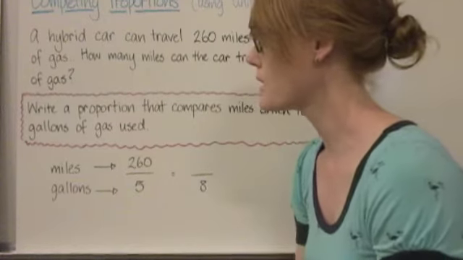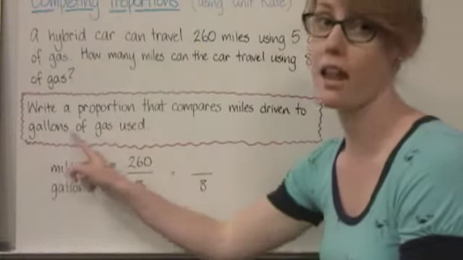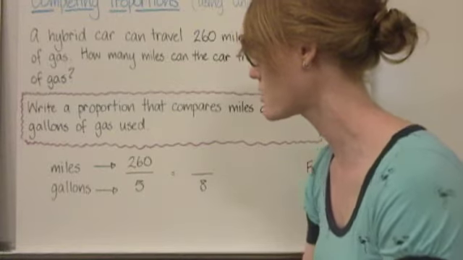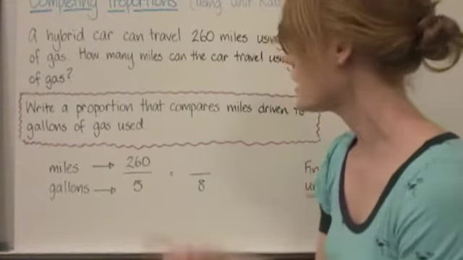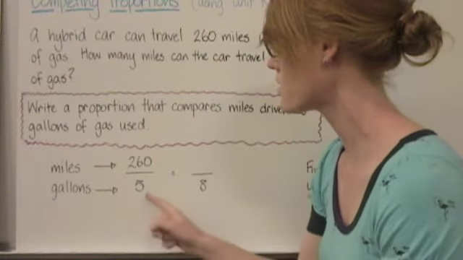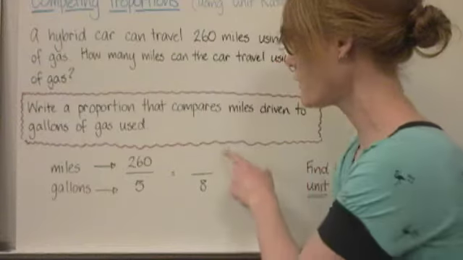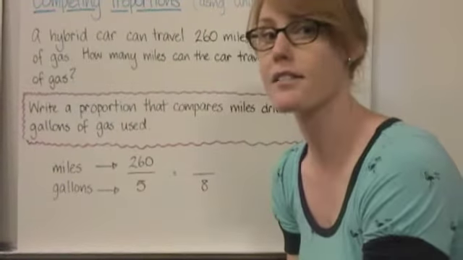Now, the problem is for us to write a proportion that compares miles driven to the gallons of gas used. So we have our miles and our gallons. Our first ratio that we were given in our word problem is 260 miles to 5 gallons of gas. And they want us to find how many miles would have been traveled using 8 gallons of gas.